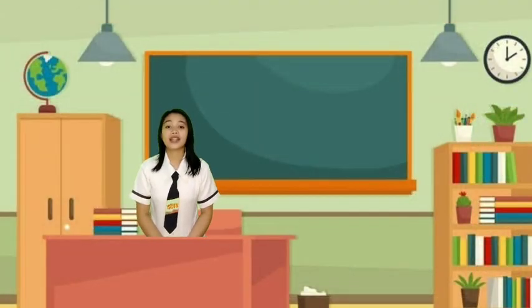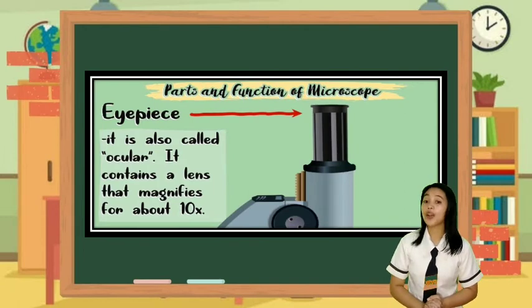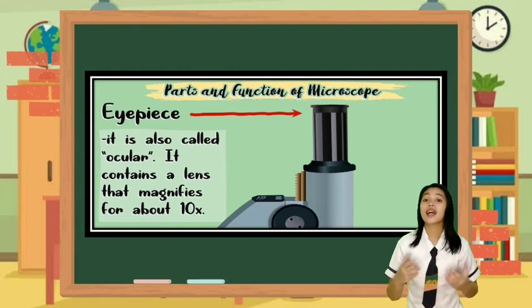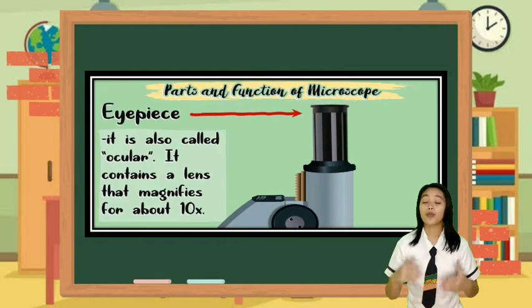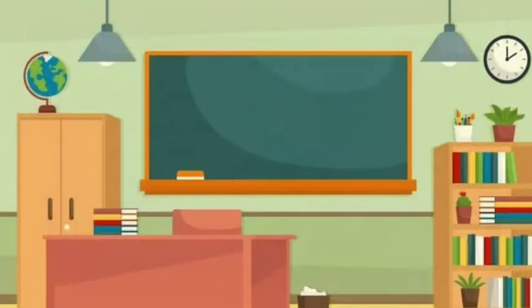Let us elaborate the function of each part of a microscope. The eyepiece, it is also called the ocular. It contains lenses that magnify for about 10 times. It also works through the body tube. It connects the eyepiece lens to the revolving nosepiece and objective lens.